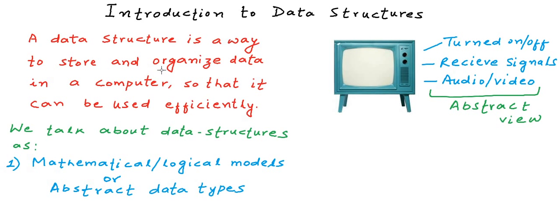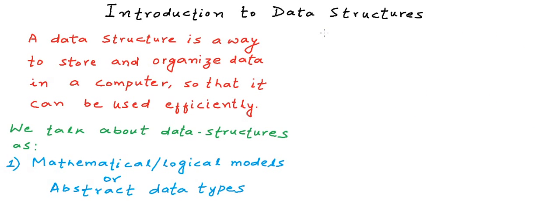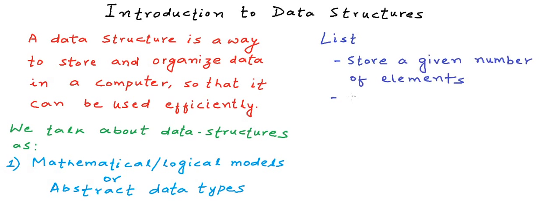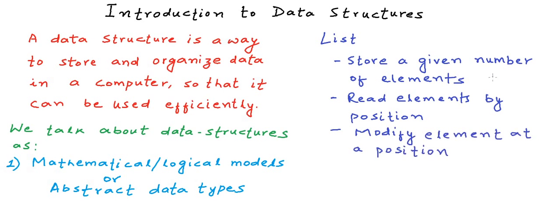An example of an abstract data type can be, I want to define something called a list that should be able to store a group of elements of a particular data type, and we should be able to read the elements by their position in the list, and we should also be able to modify the element at a particular position in the list. I would say store a given number of elements of any data type. So we are just defining a model. Now we can implement this in a programming language in a number of ways. So this is a definition of an abstract data type. We also call an abstract data type an ADT.